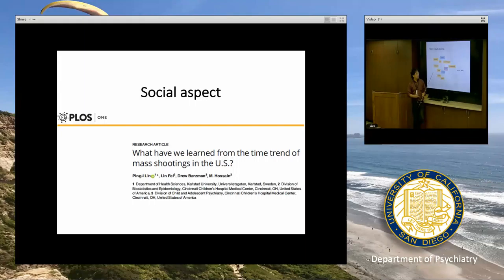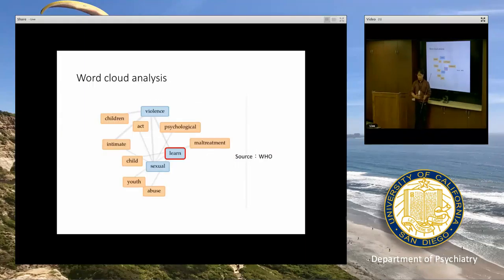The first question is: is mass shooting becoming more frequent than before? And the second question is: can we predict, in terms of timing, when the next tragedy is going to be, something like that. So here I'm using another kind of data mining technique. When we look at the report from WHO to find keywords, we found that some keywords correlate with each other more frequently than other pairs of keywords.